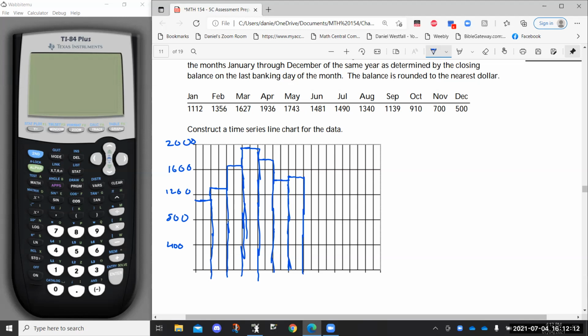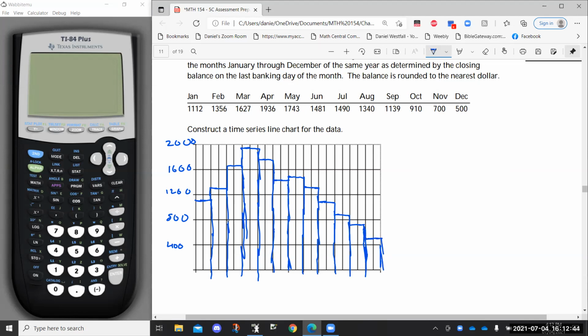1340 is around here. 1139, somewhere around here. 910, somewhere down here. 700, somewhere roughly down here. And 500 is roughly around here.